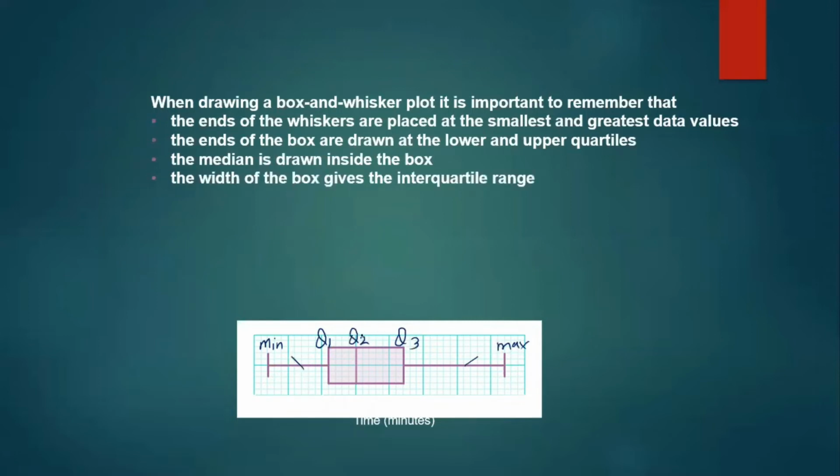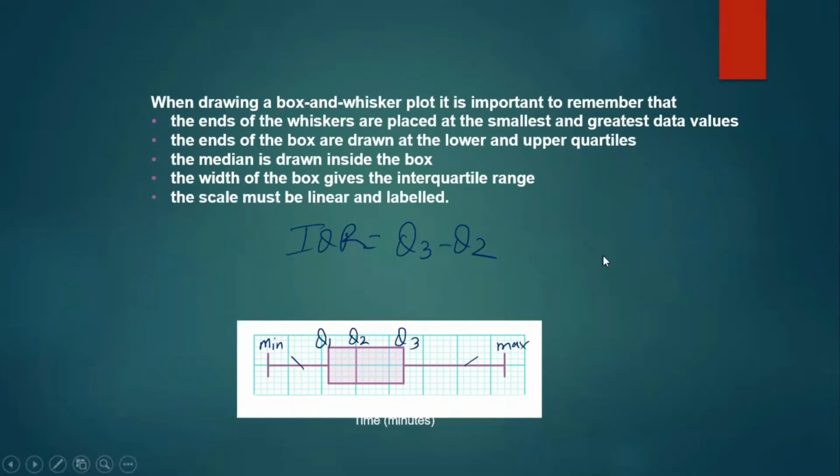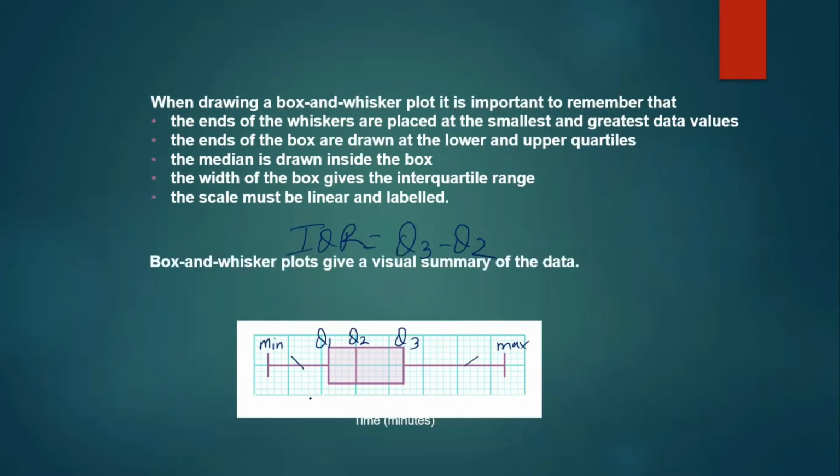The width of the box gives the interquartile range. That is, Q3 minus Q1 is your interquartile range. The scale must be linear and labeled. It is very important to label the scale, including the minimum and maximum values. A box and whisker plot gives a visual summary of the data. At a glance, it shows the quartiles, the minimum value, the maximum value, and the median.